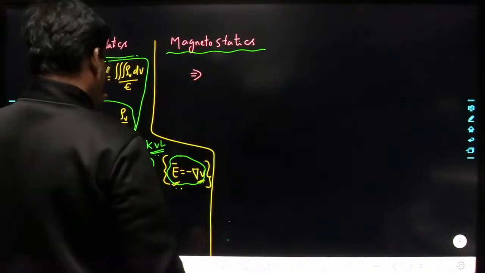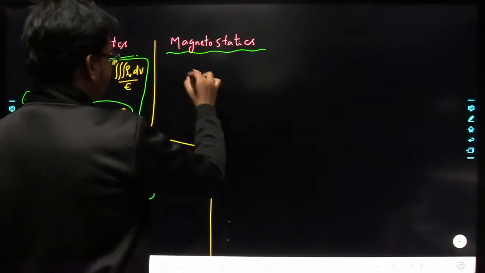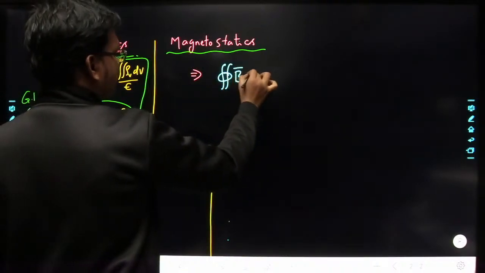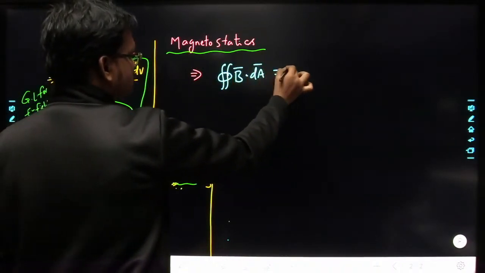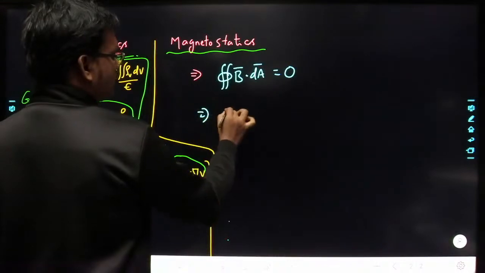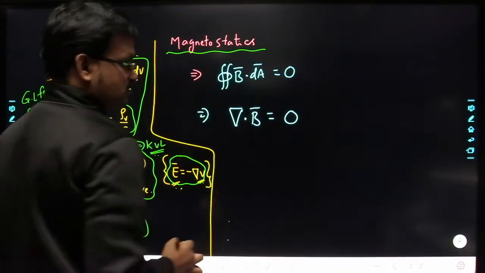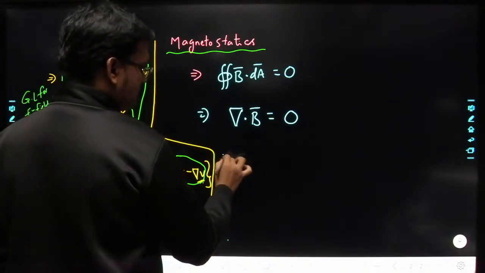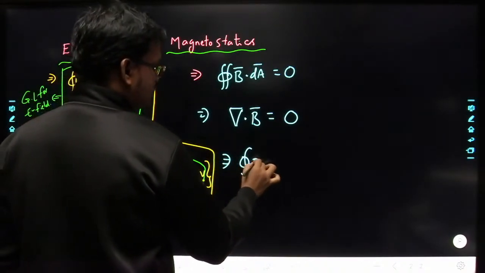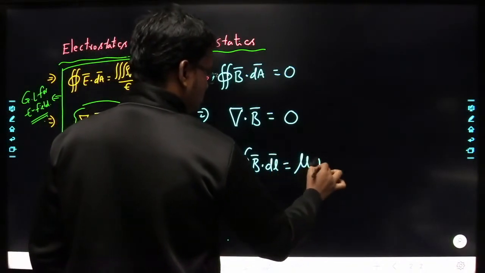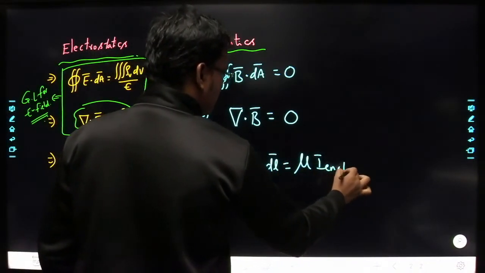So in magnetostatics we have seen the magnetic flux that is leaving any closed surface is always equal to 0, and divergence of B bar is equal to 0. And we have seen from Ampere's law that the circulation of B field around any closed loop is equal to mu times I enclosed.